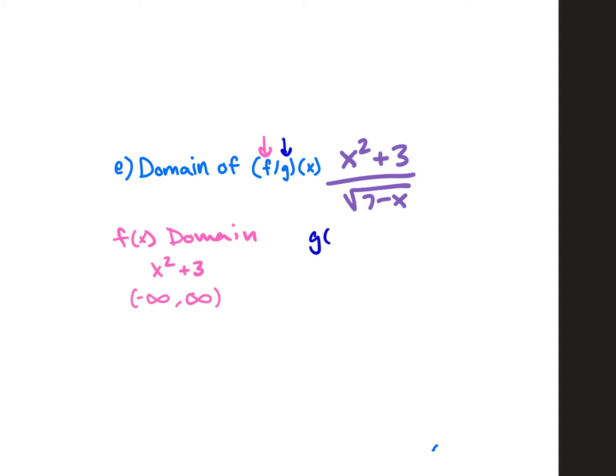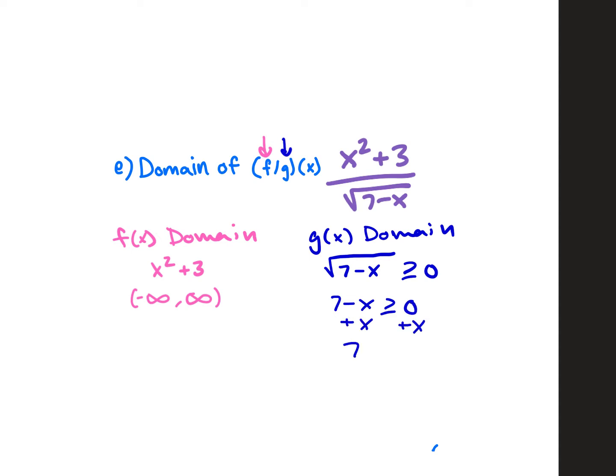Now let's check our g of x domain. So g of x is a little bit more challenging because I have the square root of 7 minus x. When you're dealing with square roots, you cannot have a negative. So we would set what's inside our radical greater than or equal to 0. So 7 minus x is greater than or equal to 0. Add x. So 7 is greater than or equal to x. So x has to be something that is less than or equal to 7.